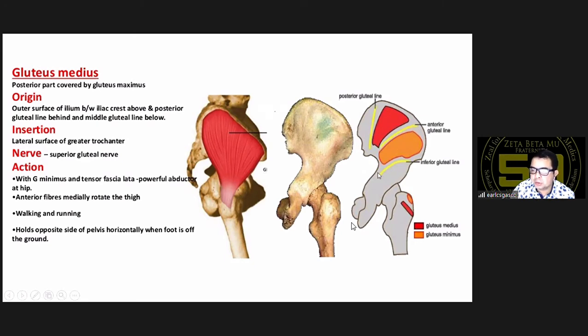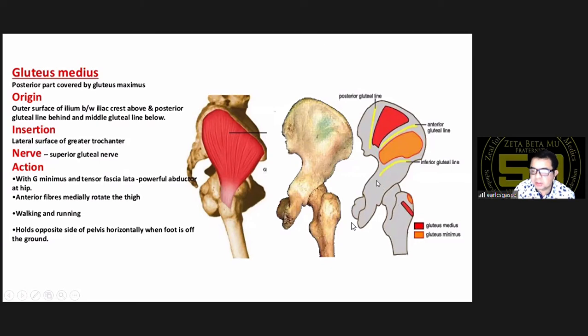Like I mentioned, on the gluteal surface we have 3 indentations that you will appreciate when you see an ilium grossly: posterior gluteal line, anterior gluteal line, inferior gluteal line. So this is your origin for your medius, between the anterior and the posterior gluteal line. And it's inserted at the lateral surface of the greater trochanter of the femur. This is the insertion for gluteus medius.